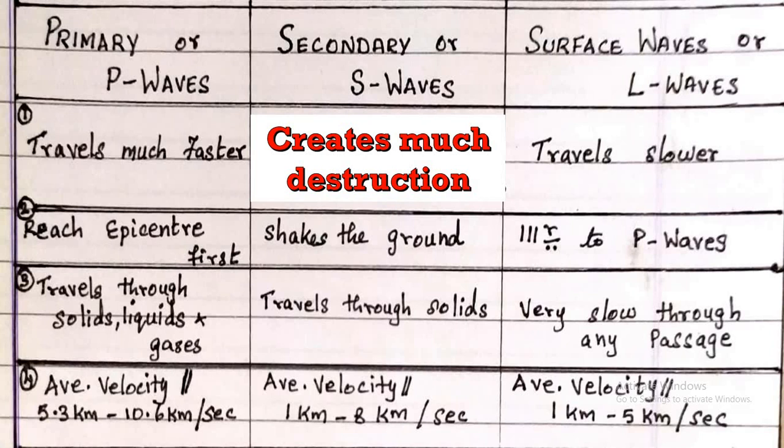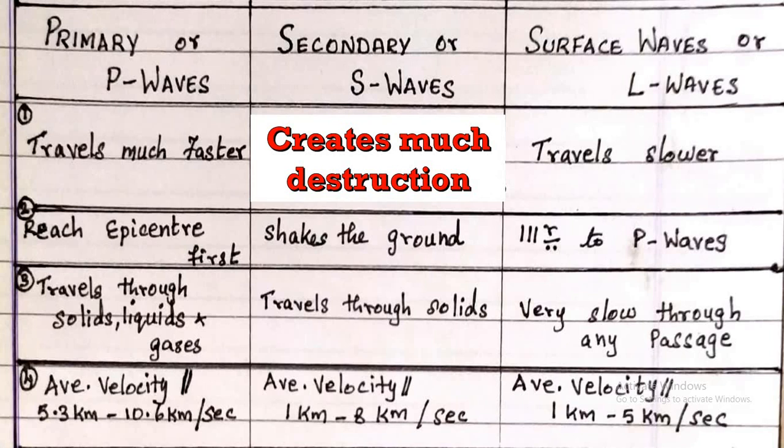The primary waves travel much faster than the other two waves and also reach the epicenter first, that is the top earth surface. They can travel through solid, liquid and gases. The average velocity of the speed is 5.3 km to 10.6 km per second. So per second it travels faster.